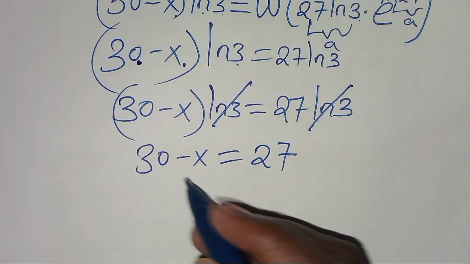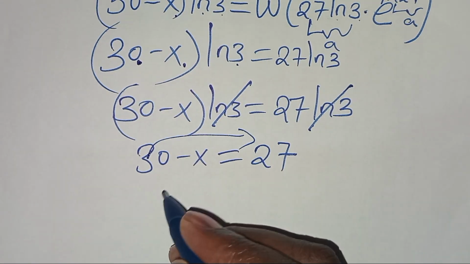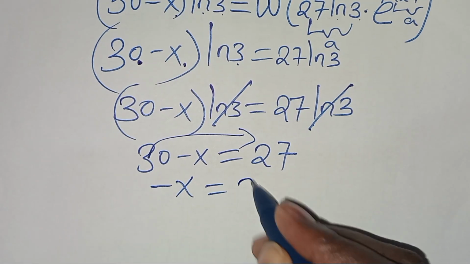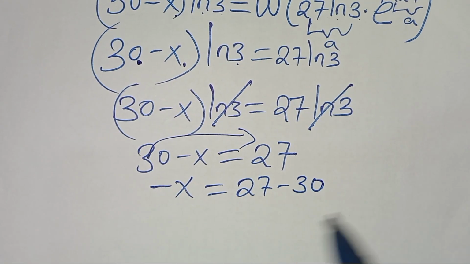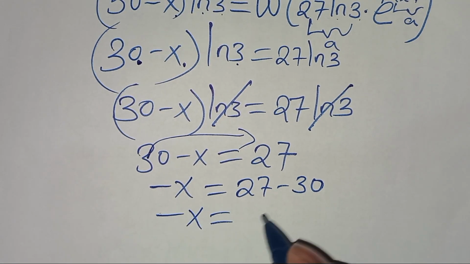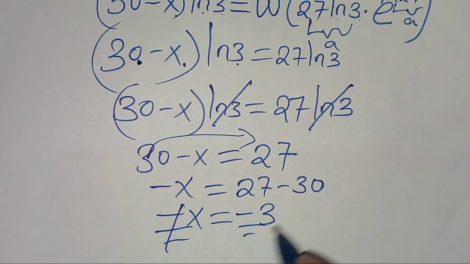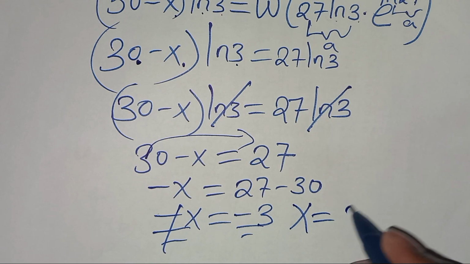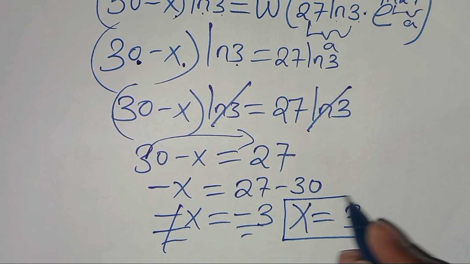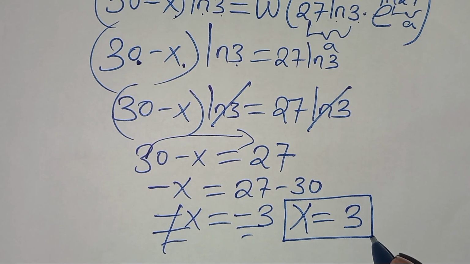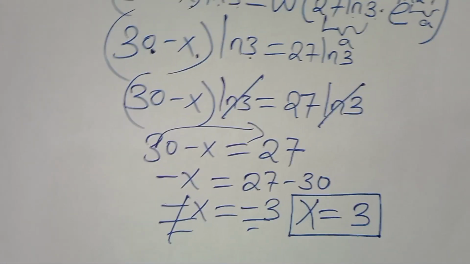Now this means that we take 30 to the right-hand side. We'll have negative x is 27 subtract 30, and then negative x is equal to negative 3. Divide both sides by negative 1 so that x is equal to 3. So this is the value of x.